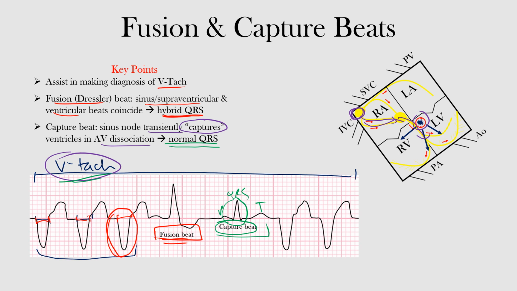All right, let's briefly review what we discussed before we end. Both fusion and capture beats are going to help us with making this diagnosis of VTach. We said the fusion or Dressler beat results when a sinus or supraventricular beat coincides with a ventricular beat. Because they're occurring at the same time, with one coming down our normal conduction pathway and one originating outside it at that ectopic ventricular focus, we get this hybrid beat, the fusion beat. Then we had the capture beat, in which the sinus node or some supraventricular source is able to transiently capture the ventricles through our normal conduction system, and therefore we get this normal QRS of normal duration.